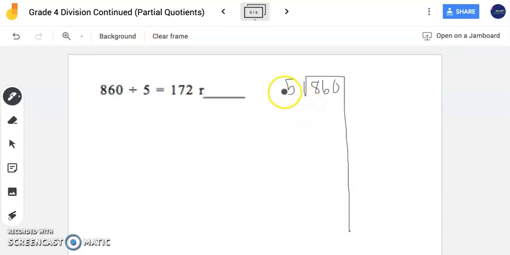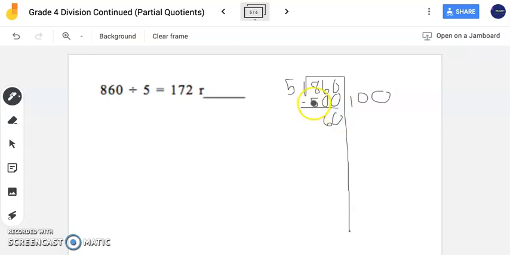So first thing I'm going to do is start with 5 times something that gets me close to 860. Well, I do know that 5 times 100 is 500, so I'll just start there. Yes, I'm sure I could get closer, but that's something I can quickly recall. So I'm just going to use something easy that I was able to recall pretty quickly.